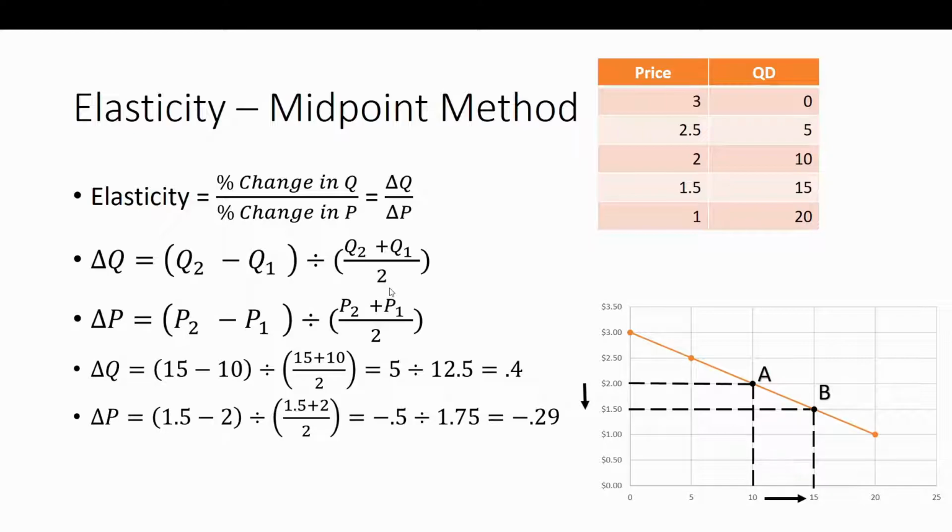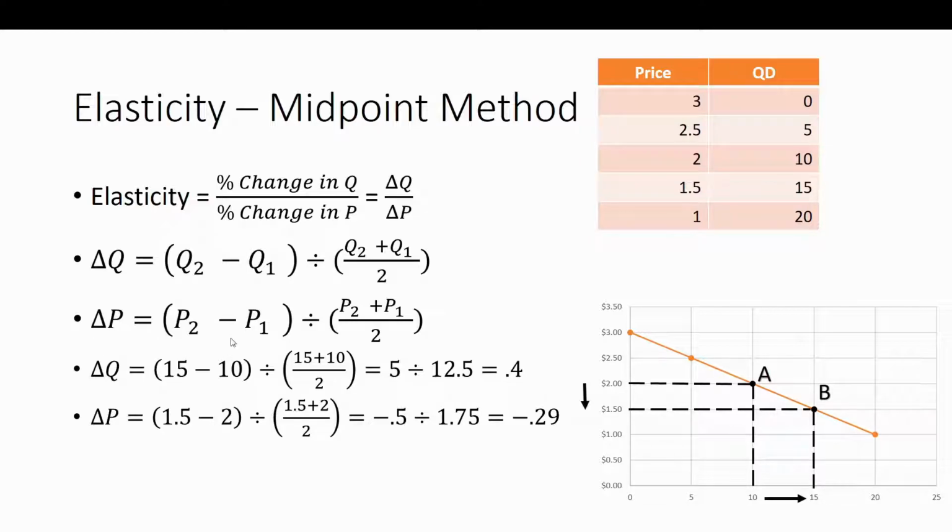So we're going to measure the change in the quantity. We're going to start down here. This is Q2, point B of 15, and Q1 will be point A. Our Q here is 10. Okay, so down here we have 15 minus 10 divided by (15 plus 10) divided by 2, or 5 divided by 12.5, or 0.4. Right, so that's our delta Q, 0.4.